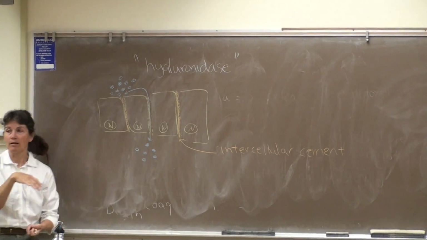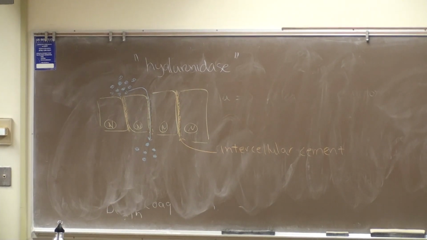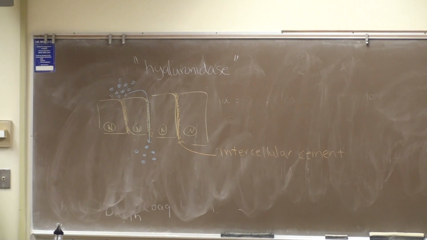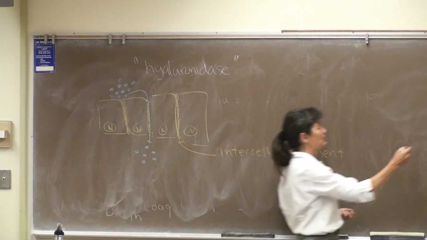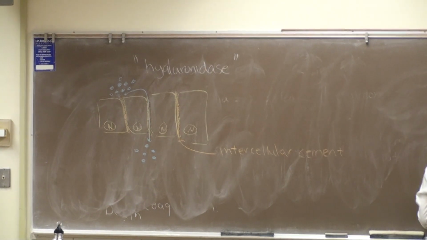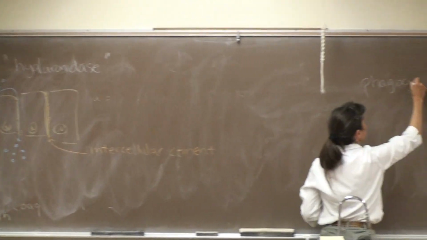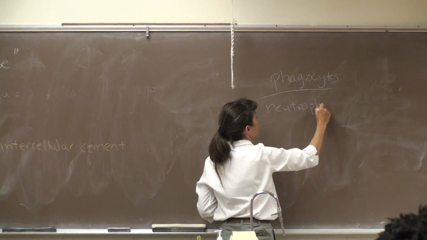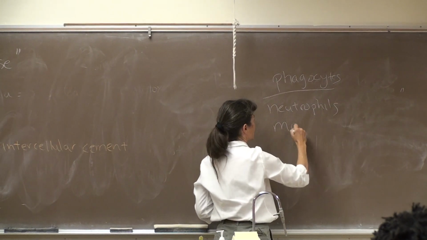Now, once Staph aureus invades into deeper levels, we'll see that it will trigger an inflammatory response. An important part of the inflammatory response is that our white blood cells, our professional phagocytes, eating cells such as neutrophils and macrophages, will be attracted to the site of invasion.